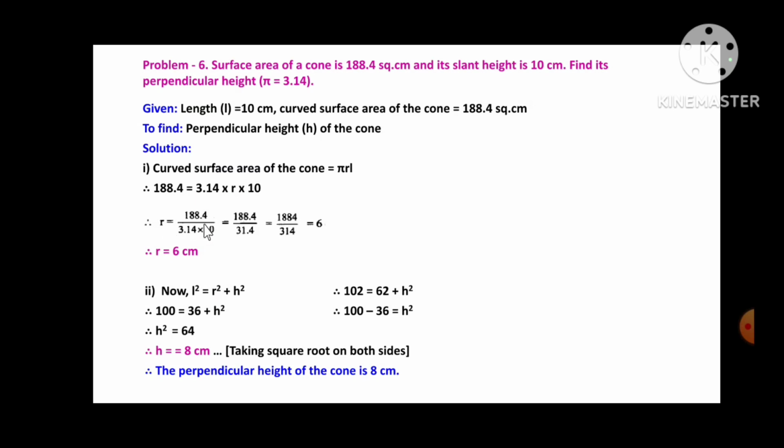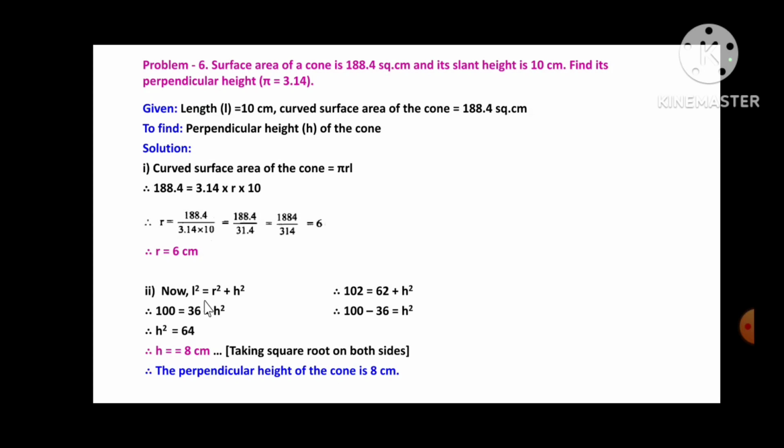So r could be 188.4 divided by 3.14 into 10. So 188.4 upon 31.4. So here it is 1884 upon 314, that is 6. So r value is 6. Radius of the base is 6 centimeter.